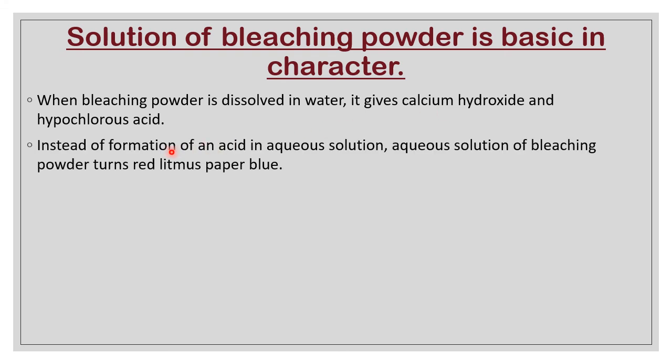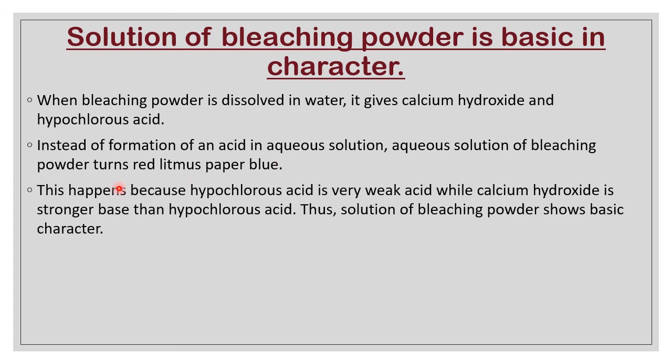Instead of the formation of an acid, the aqueous solution of bleaching powder turns red litmus to blue. This is the basic character. This happens because hypochlorous acid is a very weak acid, as I told, while calcium hydroxide is a stronger base than hypochlorous acid is an acid. That's why the solution of bleaching powder shows basic character. You have to explain it like this in the examination if it comes.